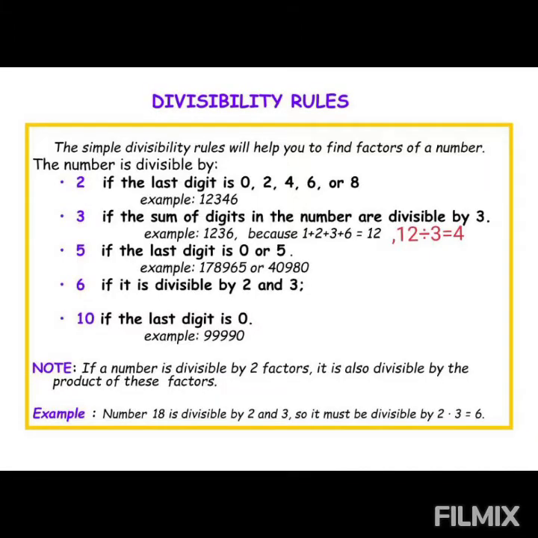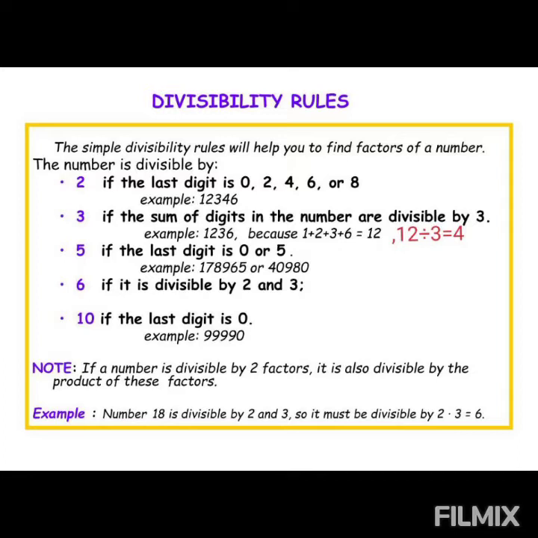Let us revise the divisibility rule for 2. If the last digit is 0, 2, 4, 6 or 8, then the number will be divisible by 2. For example, 12,346. Here 6 is the last number and it is an even number, so the number is divisible by 2.